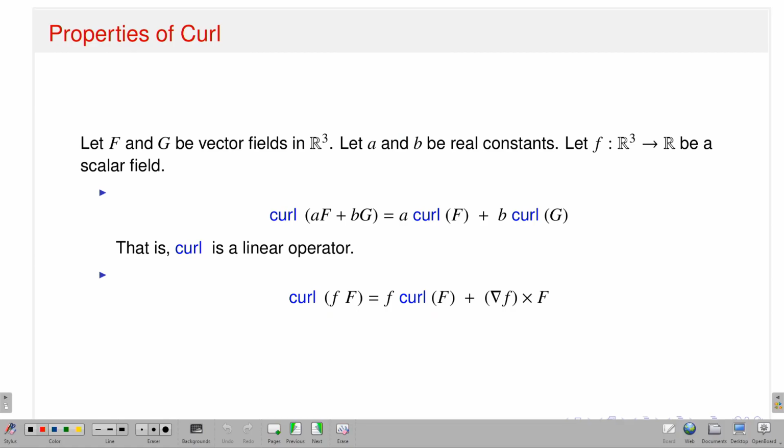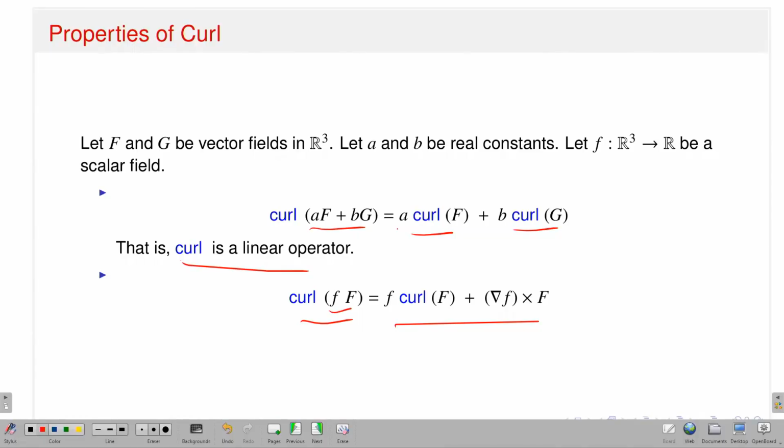Then a couple of properties. It behaves like a linear operator: if I have two vector fields capital F and capital G, then curl of aF plus bG is a times curl of F plus b times curl of G. That means curl is a linear operator. And if I take a scalar field small f and the vector field capital F, then the curl of the product has a kind of Leibniz rule: it is f times curl of F plus gradient of f cross F.